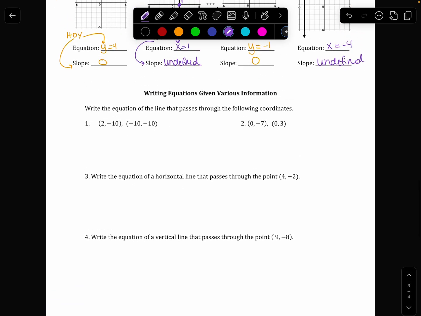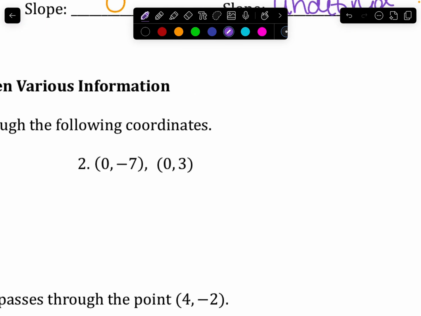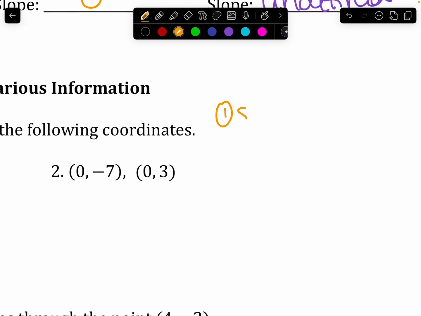All right, we have a couple more questions. It says, write equations given various information. So it says, write the equation of the line that passes through the following coordinates. So what we typically do with this is the first thing that we do is find the slope. And then the second thing that we do is write our equation in point slope form.